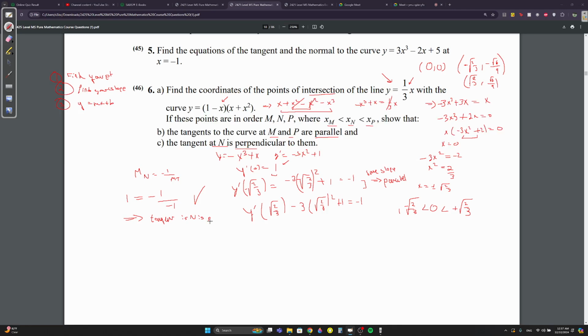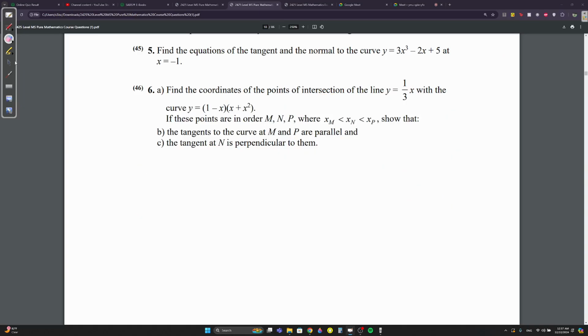Thus, tangent at n is perpendicular. Why am I saying this? Because we found the tangent at n is at 0. I remember we found the points m and p, m was minus root 2 over 3, p was root 2 over 3, and n was 0. At 0, the slope is 1, so you just show that it's minus 1 over the other slope.